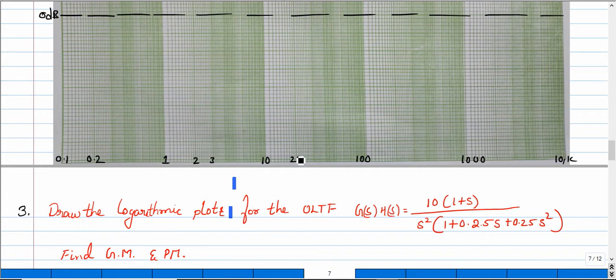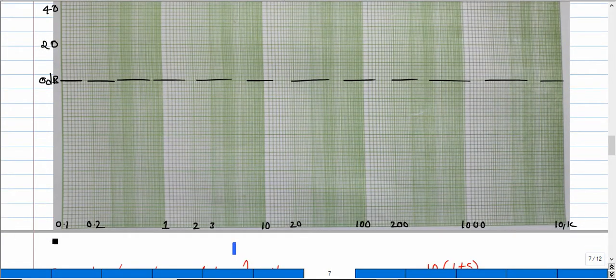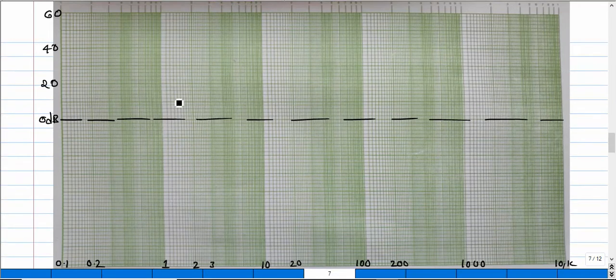Don't take it as 11. Similarly 100, 200, don't take it as 101. Okay, 200. Like this you need to read. So let us mark 1 RPS. This is the 1 RPS line. From here we get our 20 log K line at 20 dB. So let us take that particular line and draw a straight line, and you represent that as 20 log K, that is 20 dB. So this is the 20 log K line.